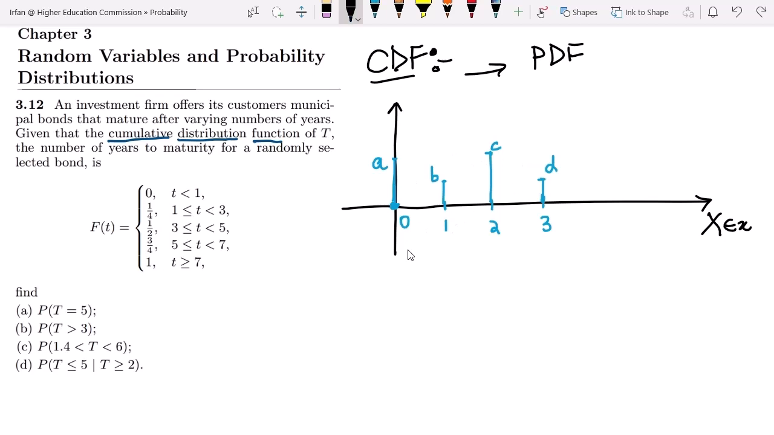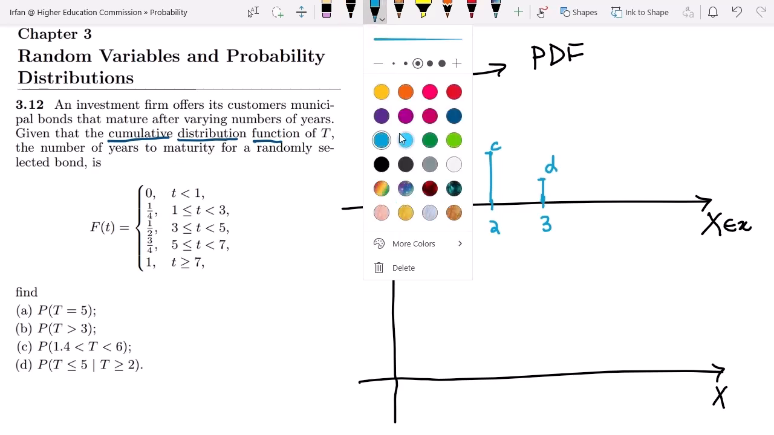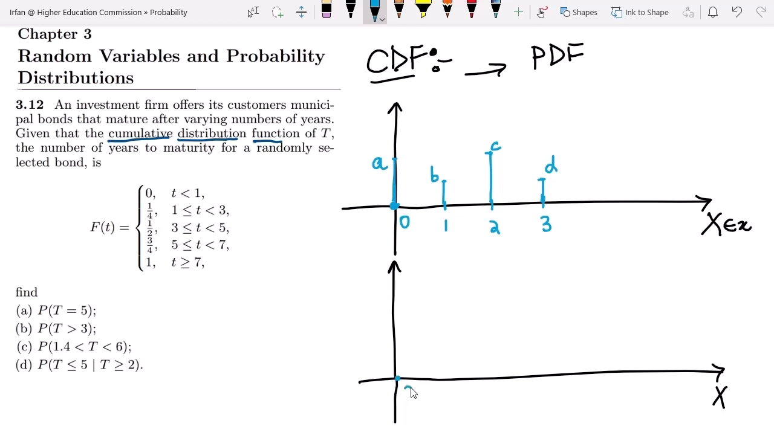In order to convert it to the CDF, or find the CDF, what can we do? Let me have the same domains as we have here. This is x, and here the values are 0, 1, 2 and 3. So we have the same values here, and in order to find the value at 0, we have the value equal to a.